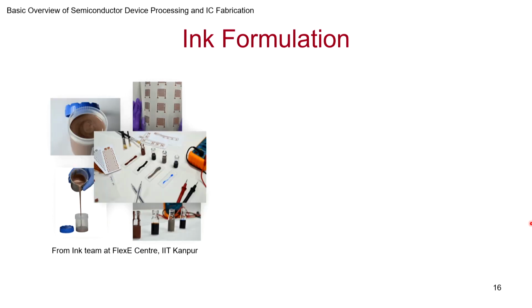As we saw, ink is the key. Here I am showing some of the inks developed at IIT Kanpur's Flexible Electronics Center. Here they have developed conducting ink as well as insulating ink, and in conducting ink they have silver as well as copper. Copper also is a good conductor, but copper oxidizes. Silver, of course, is a better conductor.